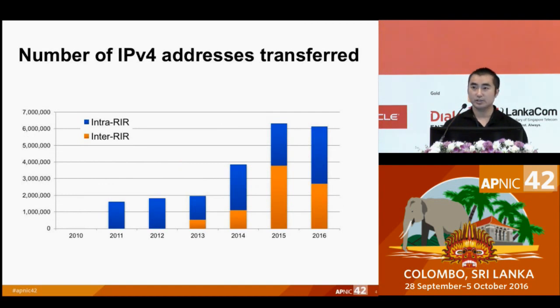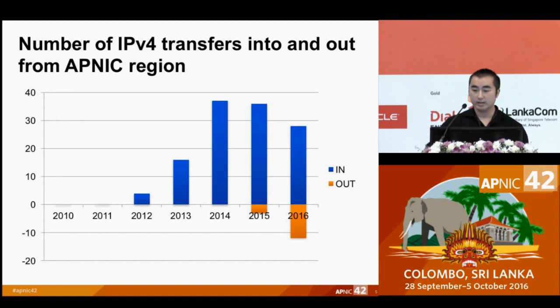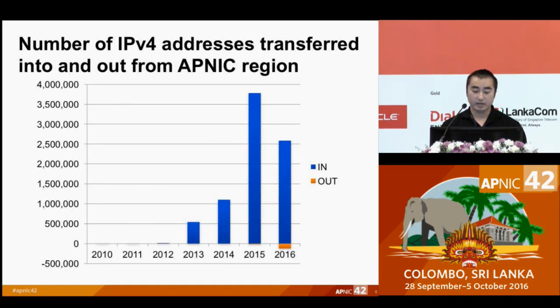And this slide shows the volume of addresses that has been transferred. So you can see there has been a lot more addresses from inter-RIR transfers. And if I grab the orange part of that data, the inter-RIR part, and plot that onto a graph, this will show you the direction of where it's going. So you can see that there's a lot more addresses coming into the APNIC region than there is going out. And if I show you the volume of addresses, this will give you a clearer picture of how much is actually coming into the region.